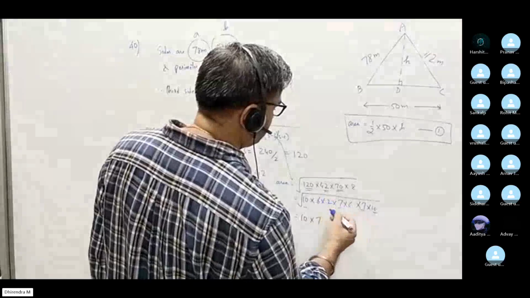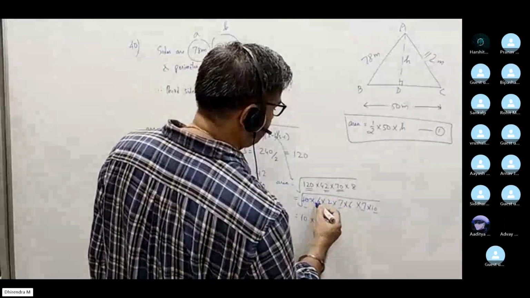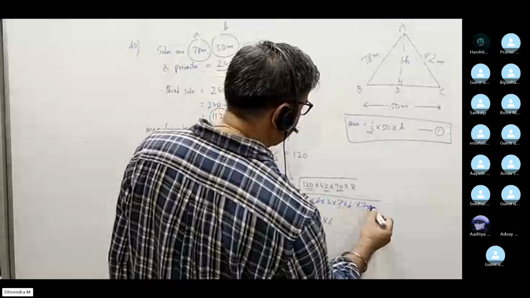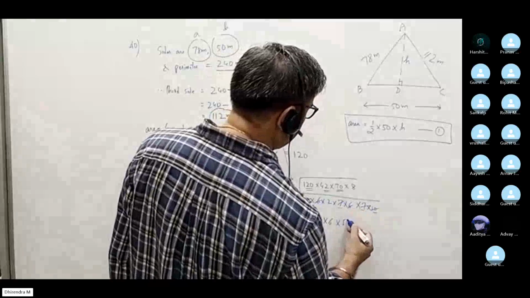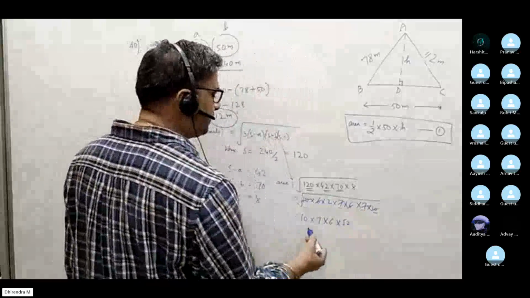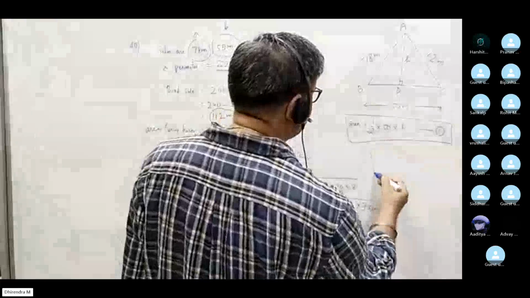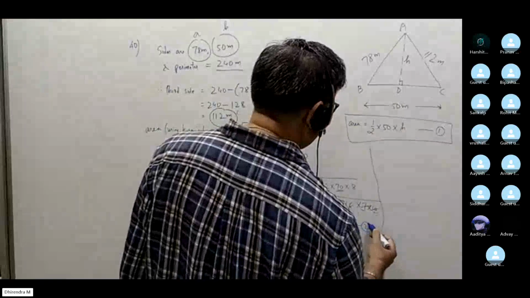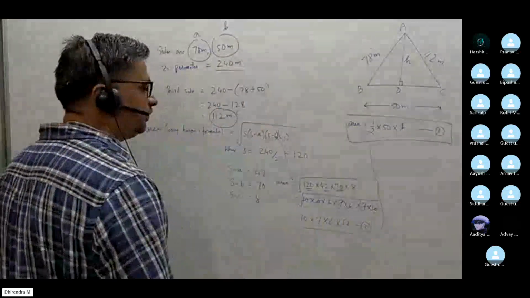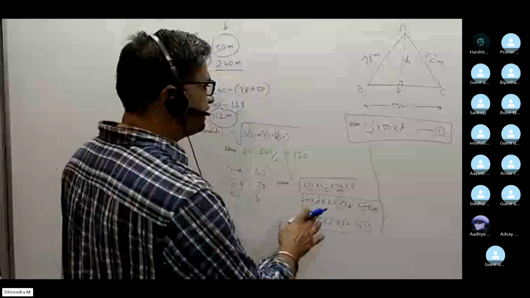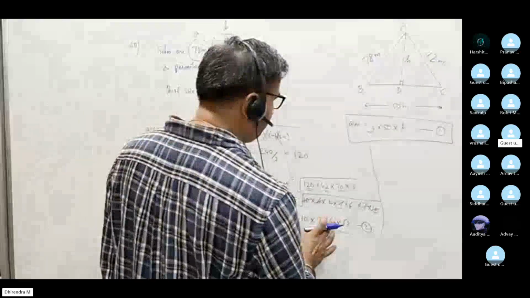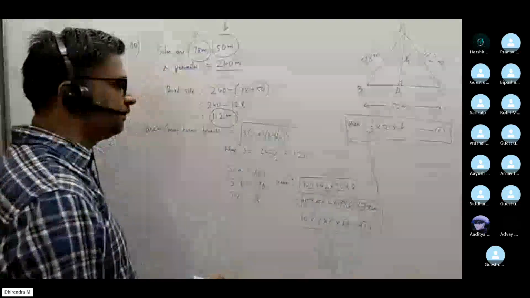Then under 12, we can write this as 6 into 2, right? So a 6 also comes out. So 10 gone, 6 gone, 6 gone, 7 gone, 7 gone, 10 gone, into root 2 is what we are left with. So this is area and this is also area. So let us not multiply this.